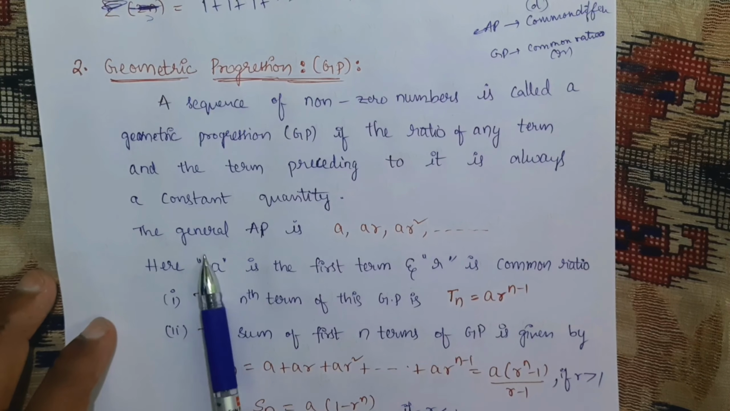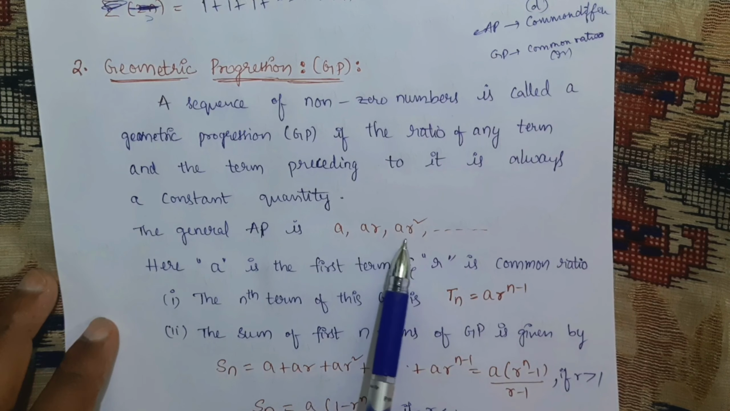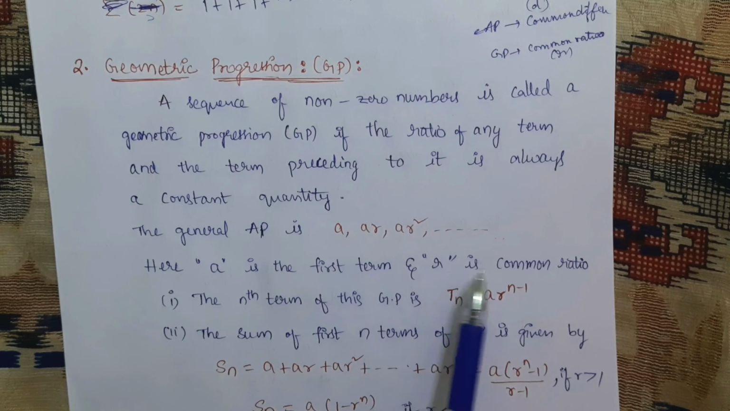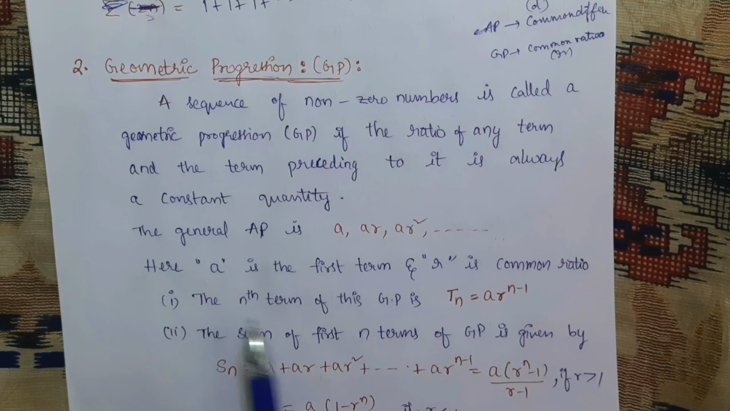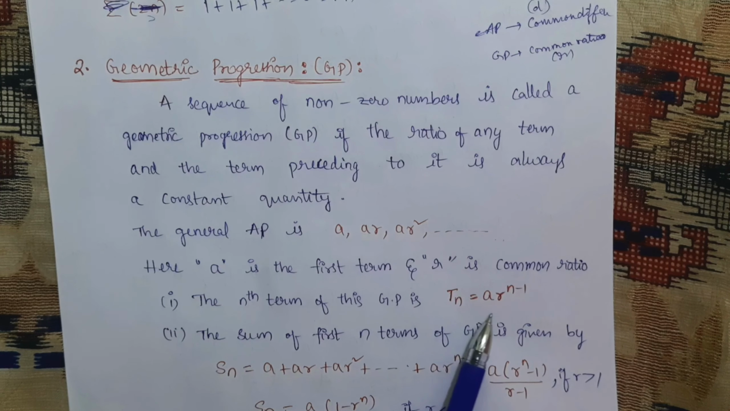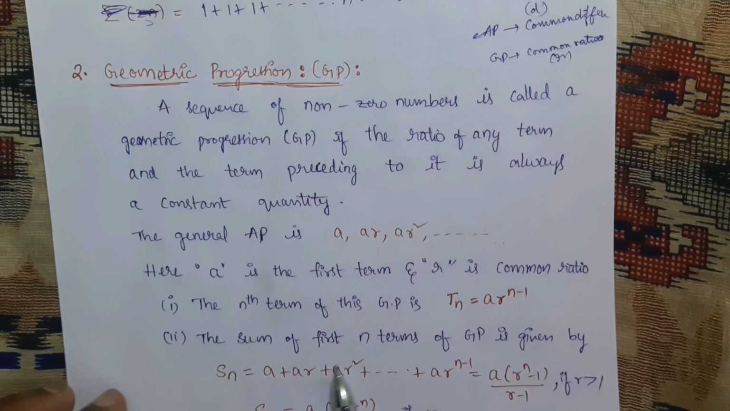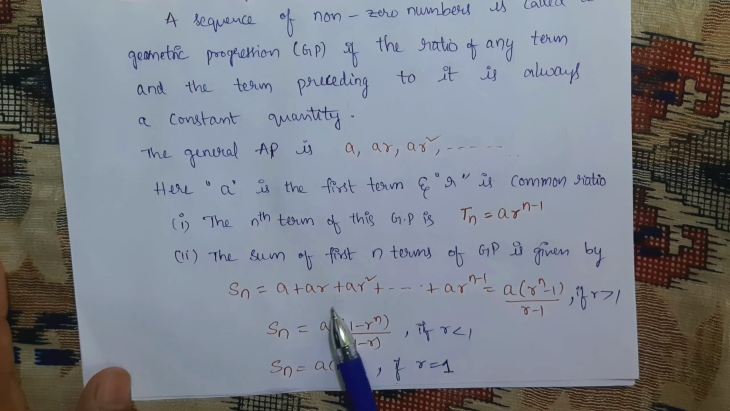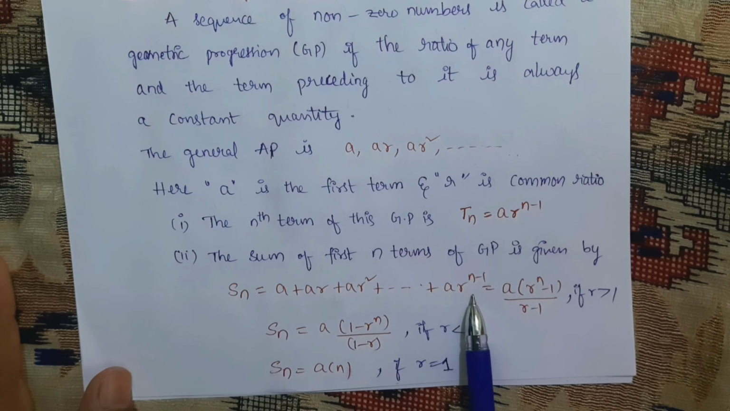Okay. Now, if the general GP is like A, AR, AR square and so on, here A is the first term and R is the common ratio. The nth term of the GP is Tn is equal to A R power n minus 1. The sum of first n terms of GP is given by Sn is equal to A plus AR plus AR square plus so on plus A into R power n minus 1.